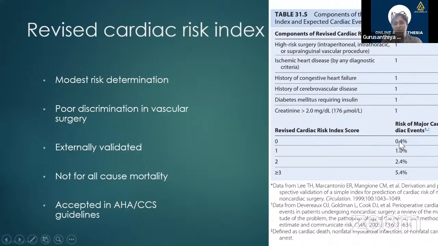A score of 0 carries 0.4% risk of MACE, 1 carries 1% risk of MACE, 2 carries 2.4% risk of MACE, and 3 or more carries 5.4% risk of major adverse cardiac events. This is one of the time-tested cardiac indices, developed in 1999, and it has been externally reevaluated many times. It has very poor discrimination in vascular surgery per se, because such study subjects were not included, and it is a moderate risk determination index. It is also included in AHA guidelines and CCS guidelines, and it does not rule out all-cause mortality, but rules out only cardiac morbidity and mortality.